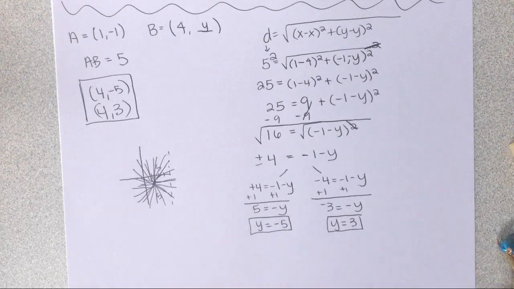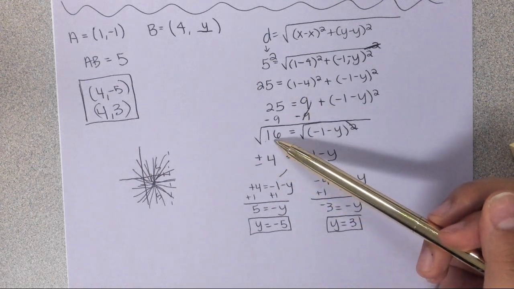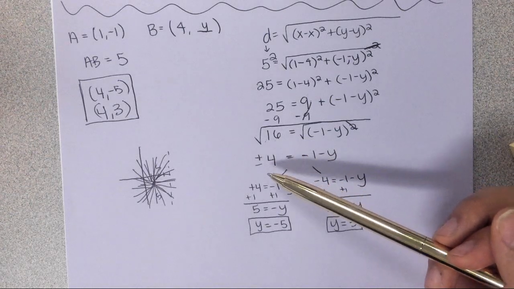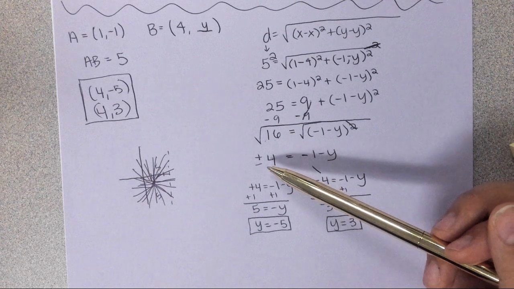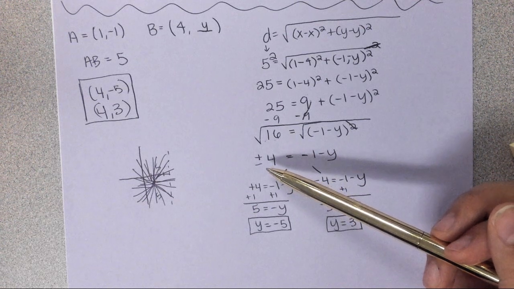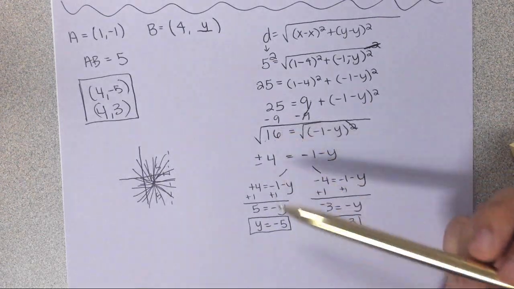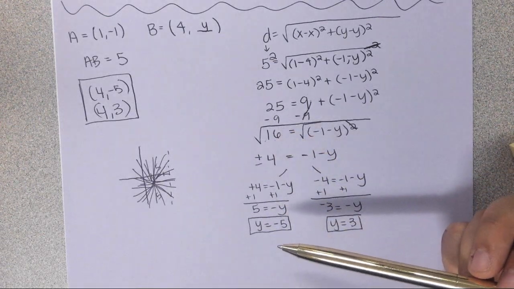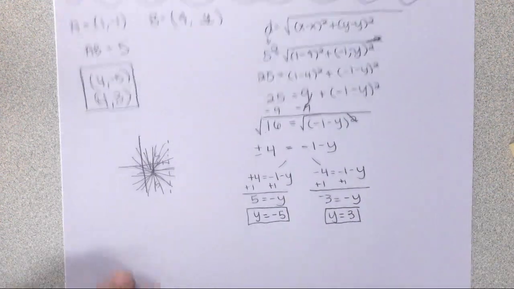Okay, so how did I get from here to here? Yeah, so the square root of 16 is 4, right? But that means that 4 times 4 equals 16. That's what that means. But also, what's negative 4 times negative 4? 16. So that's why it's both positive and negative, because they both do that. Okay? Anybody else?